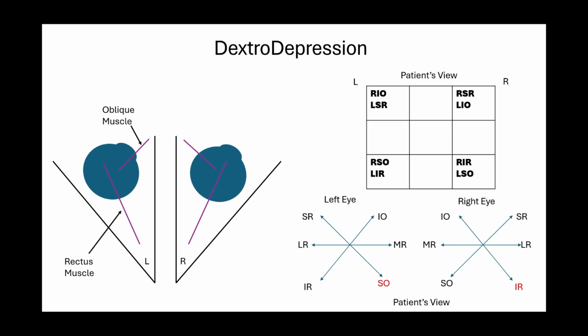In dextro depression, the reverse of what we just discussed happens. So the right eye becomes the prime depressor here. So the right inferior rectus acts here, and the yoke muscle here is the left superior oblique.